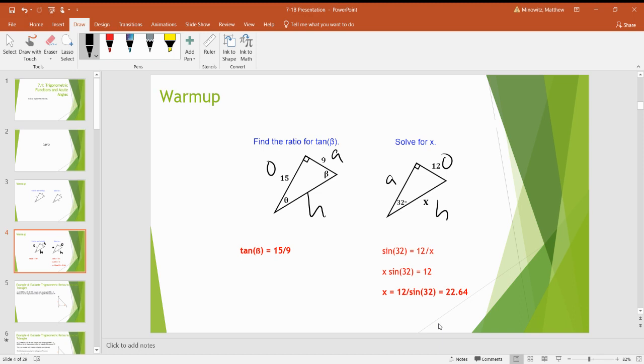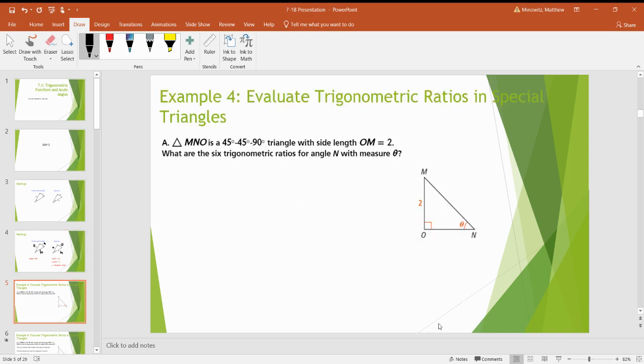Now today we're going to learn about some special types of triangles. So we could be given this, and in this problem you actually are given enough information even though the picture does not look like it. So this is a 45, 45, 90 triangle where side length OM is 2. I want you to tell me all 6 ratios, the sine, the cosine, the tangent, the secant, the cosecant, and the cotangent.